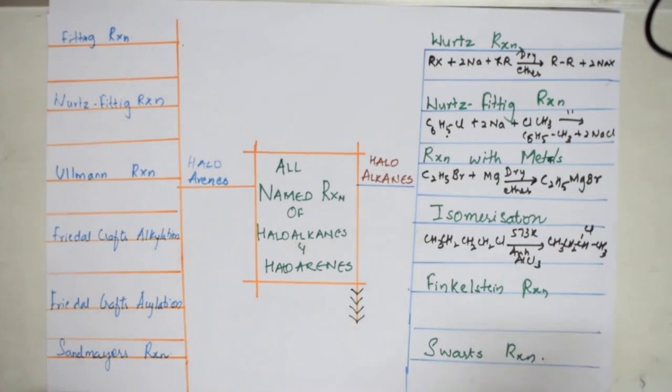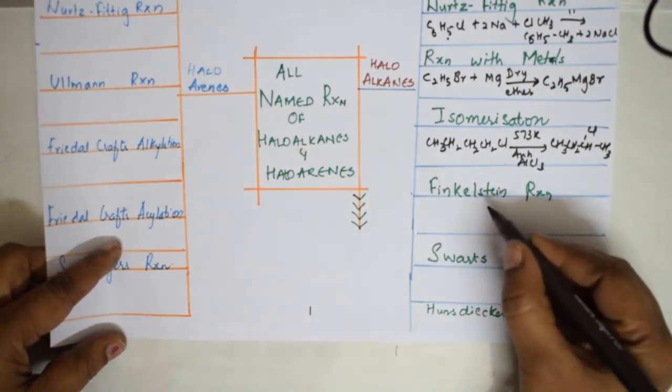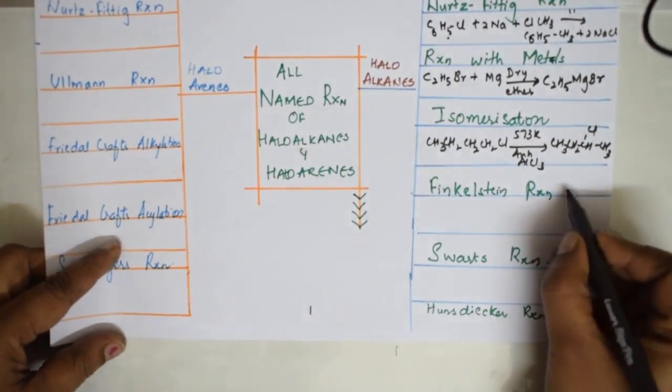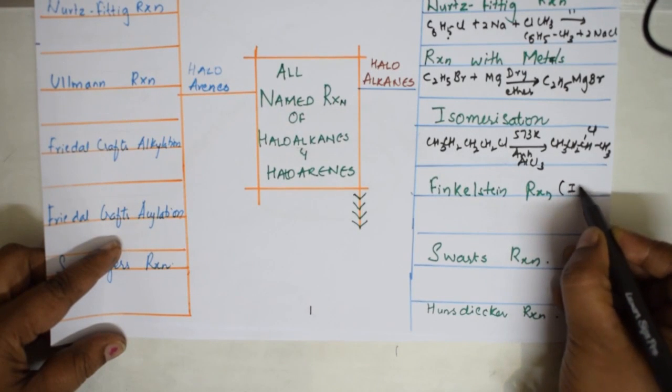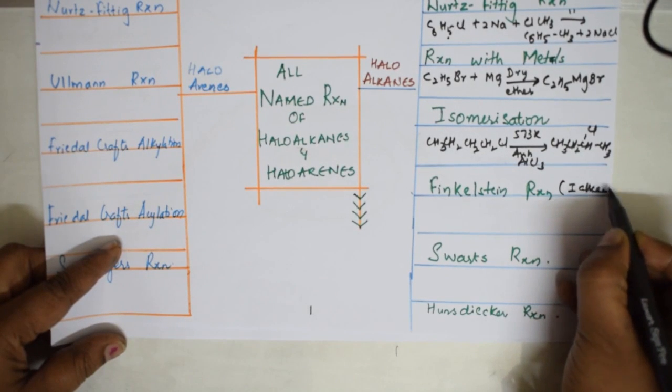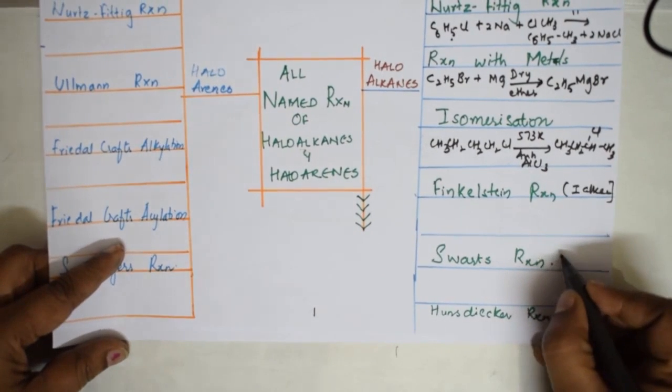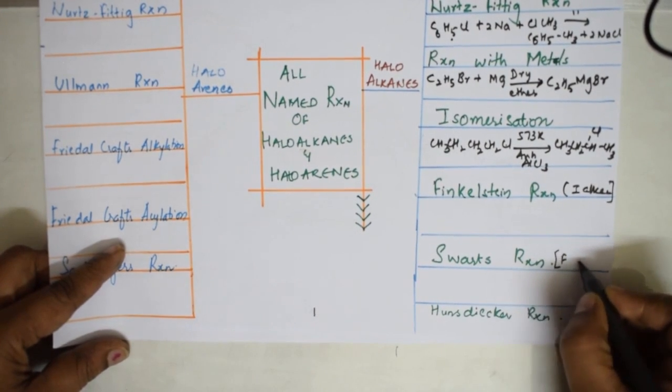Right, students? Done. Next important thing, Finkelstein reaction and Swarts reaction. Okay, in Finkelstein reaction, as the name suggests, we are going to prepare iodoalkanes. And in Swarts reaction, we are going to prepare fluoroalkanes.